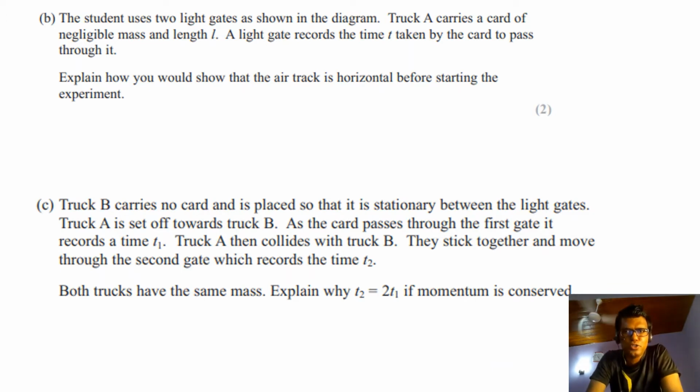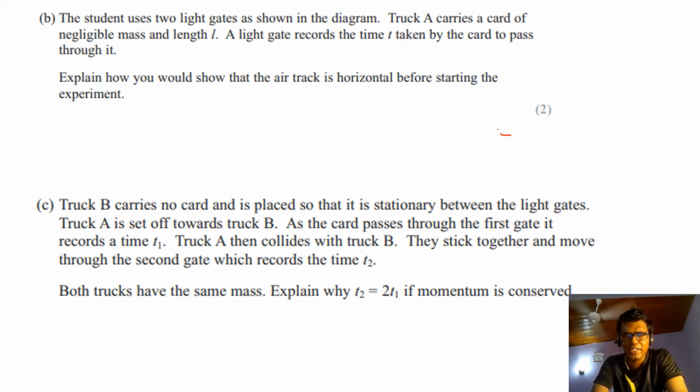So let's move on to part B of the question. The student uses two light gates as shown in the diagram. A light gate records the time t taken by the card to pass through it. Explain how you would show that the air track is horizontal before starting the experiment. That's a very important thing. We have to make the air track horizontal before we start the experiment.